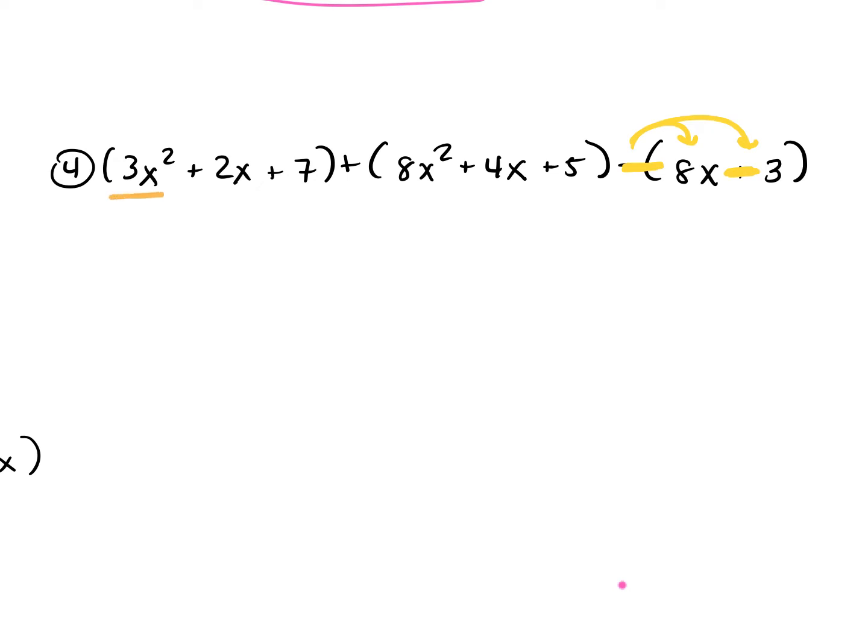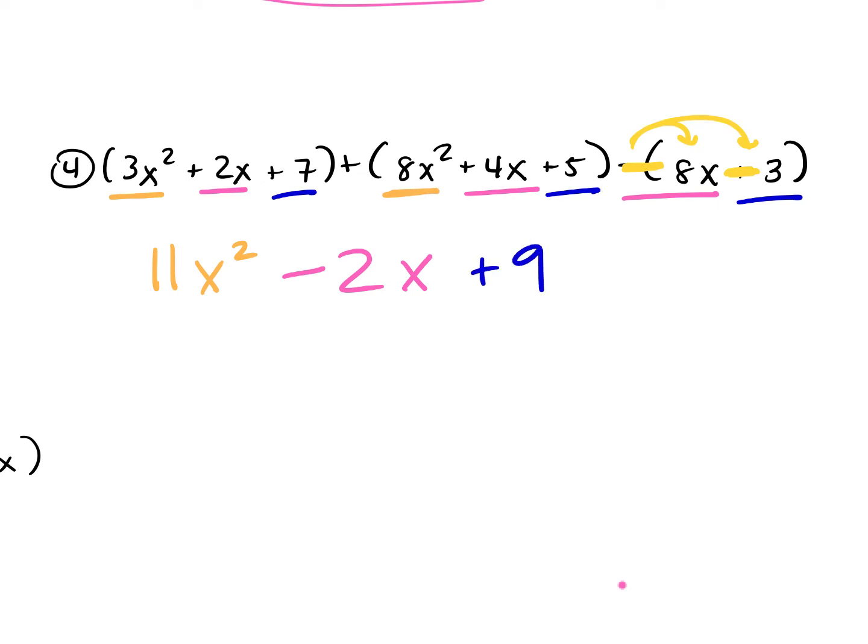So I'm going to combine my like terms. So I have an x squared here and an x squared here. So I just add the coefficients and the x squared stays the same. So 3 plus 8 would be 11, and that x squared part stays the same. Then I have x terms, so I have 2x plus 4x minus 8x. I can just combine all 3 at once. So it's 2 plus 4 minus 8. Awesome. 2 plus 4 would be 6, and 6 minus 8 would be negative 2, and that x stays the same. And then lastly, I have 7 plus 5 minus 3. So 7 plus 5 is 12, and 12 minus 3 would be 9.